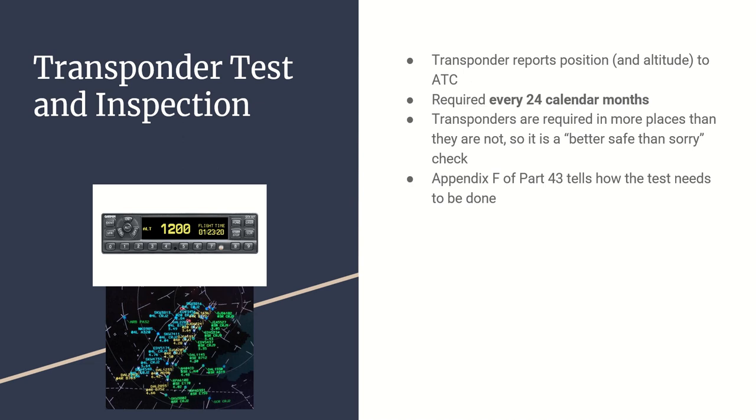This one is required regardless. So transponders, remember, are tools that tell ATC where we are and how high we are, so that way they can keep us separated from other traffic. Most airspaces need or require a transponder as part of your equipment, so really you're not going to be able to go anywhere, or not many places anyway, without a transponder. So this is a test that is pretty much required. So every 24 calendar months.